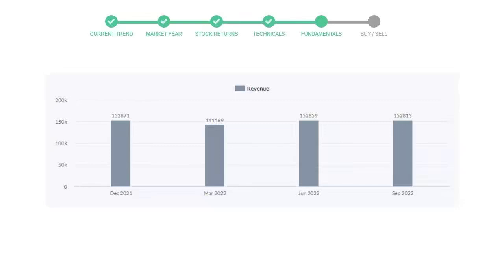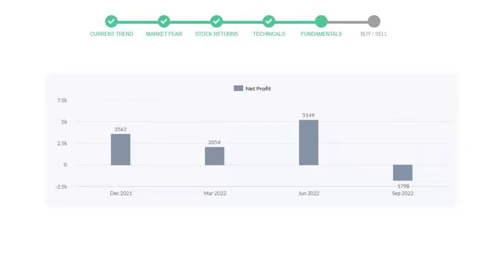Now let's see the profitability of Walmart. In the quarter June 22, the profits were $51.49 million. And in the recent quarter, September 22, the profits declined to negative $1,798 million.